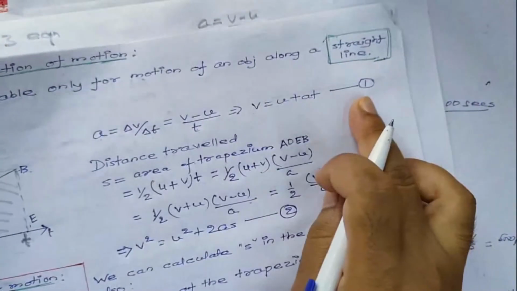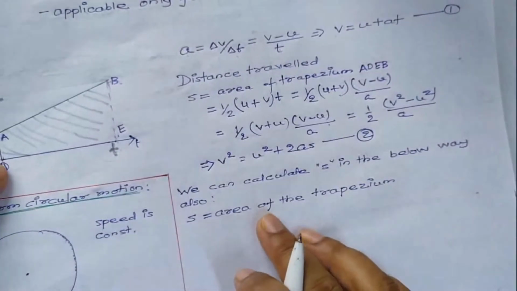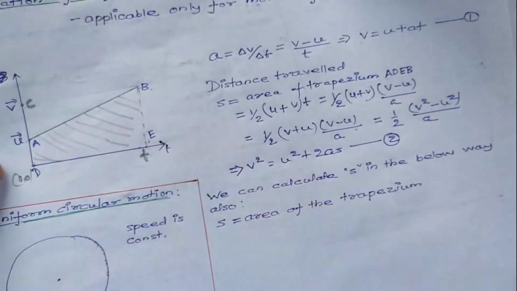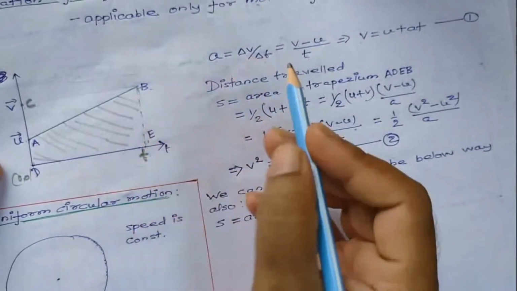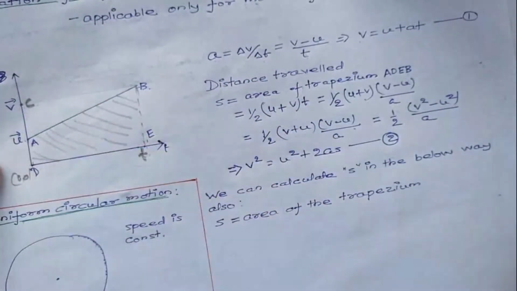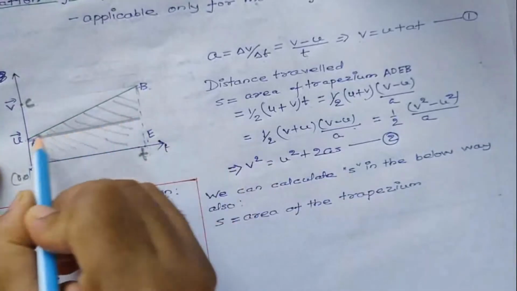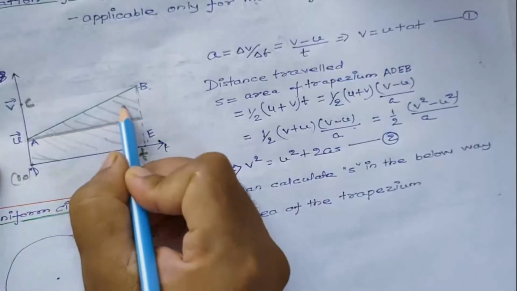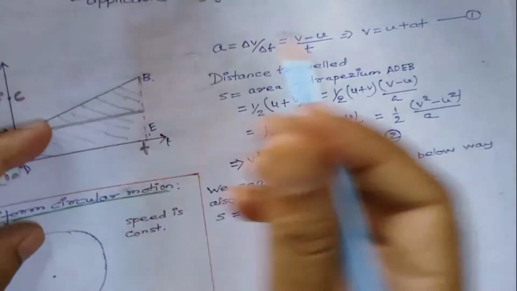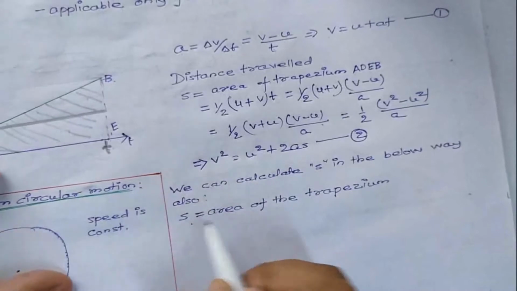Okay, we already have derived the first and second. Let us see the third one. So the area of the trapezium we can find out in another way also. We can say area of the trapezium can be what? Let us divide this trapezium into two parts. The above part is a triangle and the below part is a rectangle. So s will be what? Area of the trapezium.